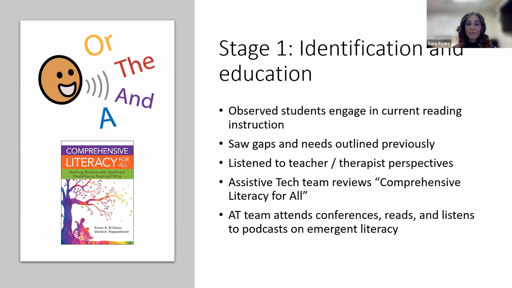So right around the time that we were observing and wondering, Bellevue School District started putting a greater emphasis on inclusion. And this was also right around the time that the book, Comprehensive Literacy for All, came out. So it was kind of the perfect storm of all of the pieces lining up. After we identified the need, we began reviewing the book and attending conferences, listening to podcasts, and seeking out other avenues to educate ourselves on emergent literacy instruction, which then takes us to stage 2.